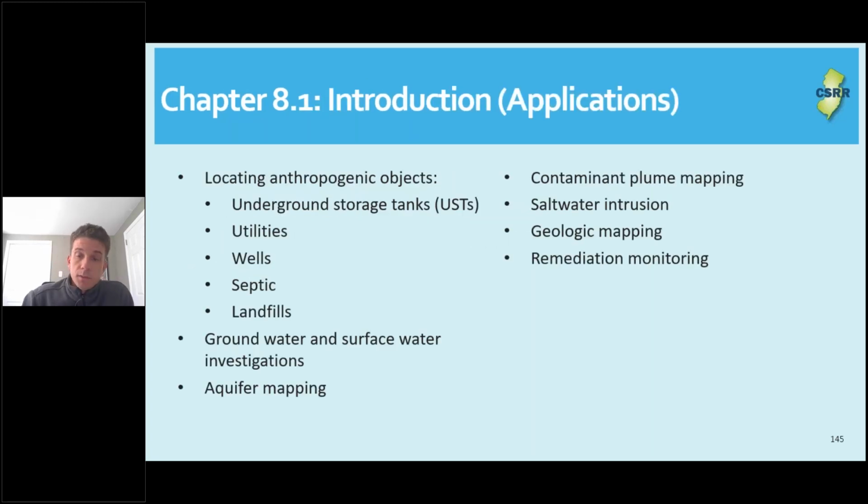Here's a common list of applications for surface and borehole geophysics. These are all listed in the manual, so I'm not going to sit here and read them. But on the next slide, I just want to briefly discuss determining which method to use.